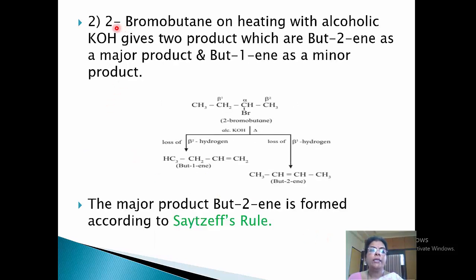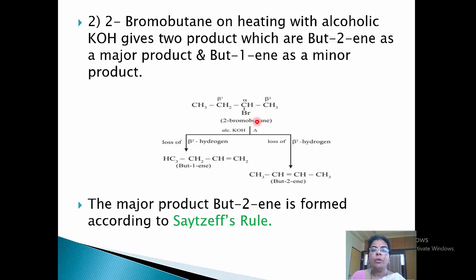Now we are going to see the second example. 2-bromobutane, when heated with alcoholic KOH, gives two products, but-2-ene as a major product and but-1-ene as a minor product. This is 2-bromobutane, CH3 CH2 CHBr CH3. This carbon atom is the alpha carbon atom which is bonded to bromine, and next to this alpha carbon atom there are two beta carbon atoms. This is one and this is second. Both are beta carbon atoms. Now there are 5 beta hydrogen atoms.